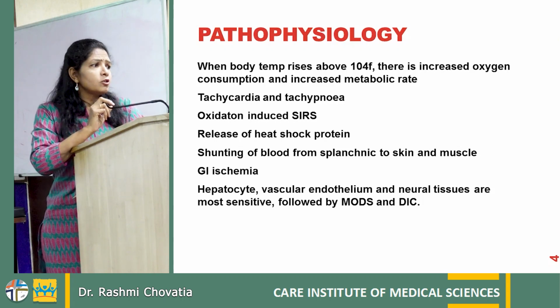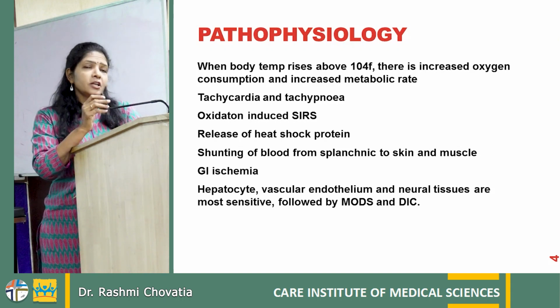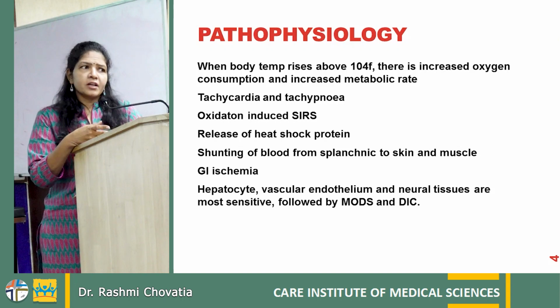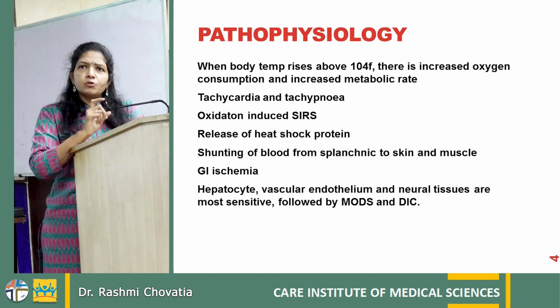Hepatocytes, vascular endothelium, and neural tissue are more sensitive to this heat shock protein. So they are first affected. Thereafter, all organs are eventually affected, ultimately leading to DIC.